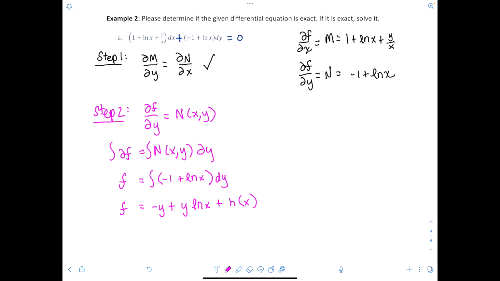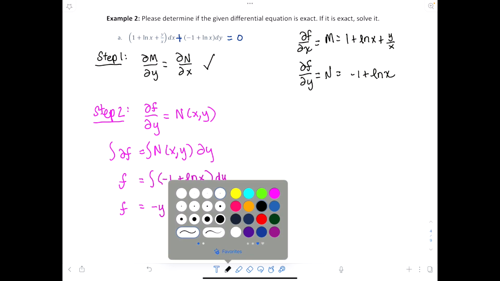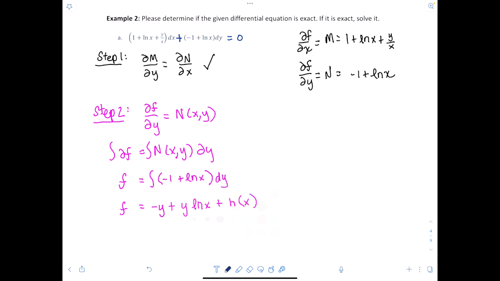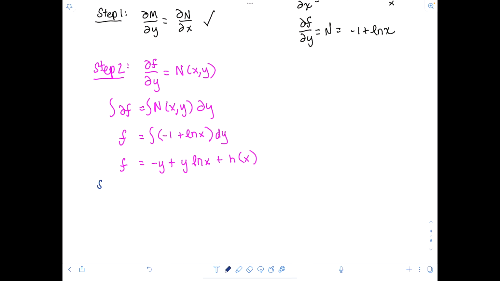All right, so in that third step, remember, we want to find h prime of x. So in step 3, we are going to find the first partial of f with respect to x now, because you do it with respect to whichever variable your constant is in terms of.